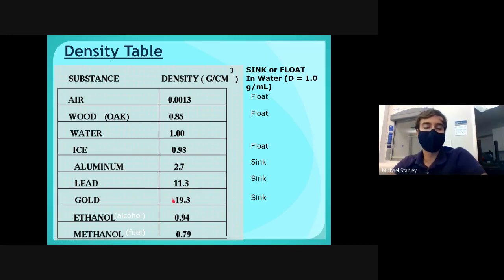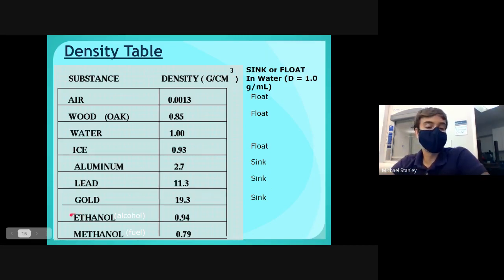Gold is a very dense material. 19.3 grams per centimeter cubed is the density of gold. So that's why, if you see all the movies about shipwrecks sinking to the bottom with all their treasure chests, the gold sits down there at the bottom of the ocean, because gold is very dense and it's just going to sink straight down through the water.